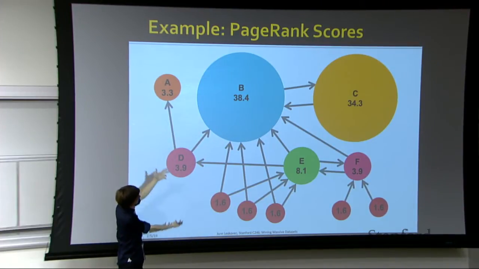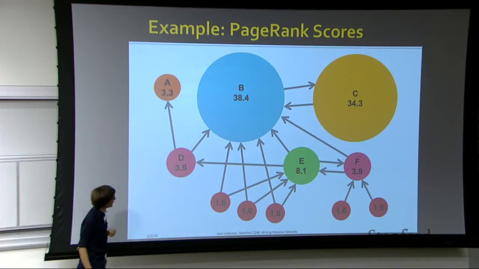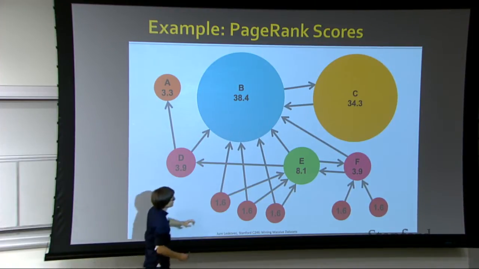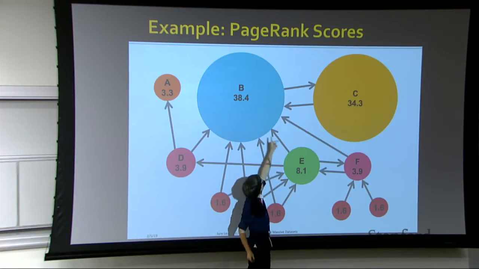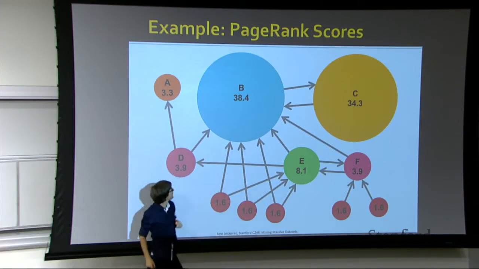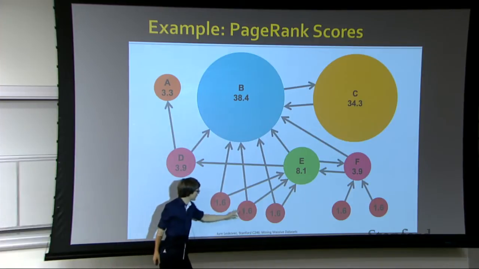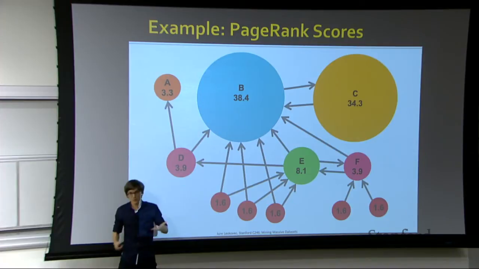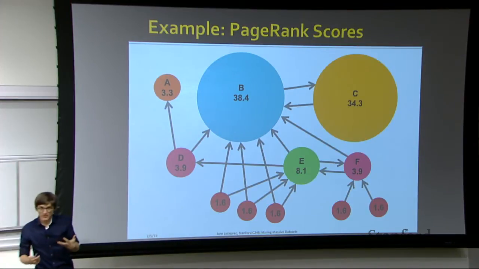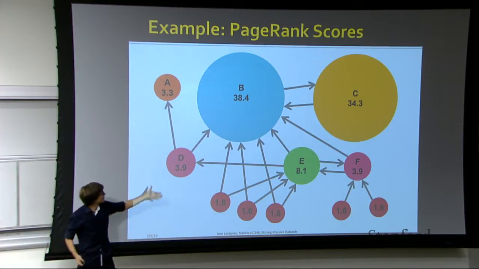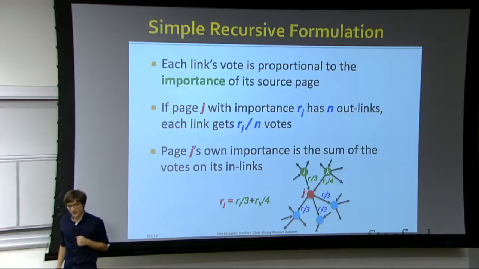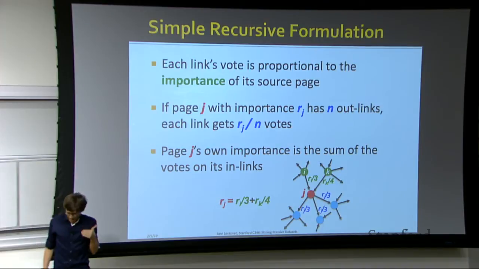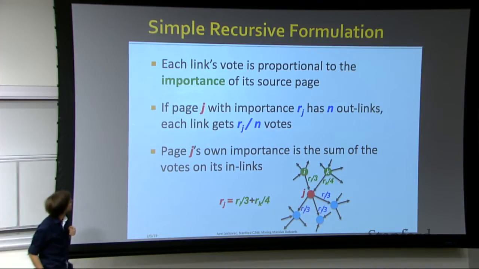If you look at this and compare these sizes or these numbers, it makes a lot of sense for B to be the most important. C is important because it has this very important friend B. These ones, nobody's pointing to them, so they have very little importance, and so on and so forth. So that's what this will allow us to do, to get this intuition and mathematically formulate it. Here is now the recursive formulation of the PageRank problem.